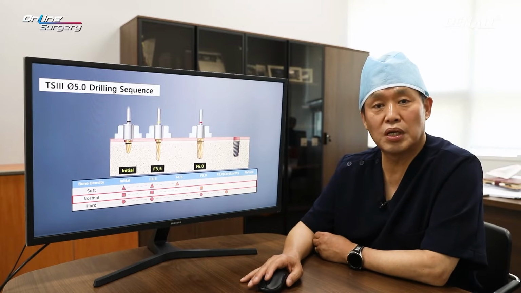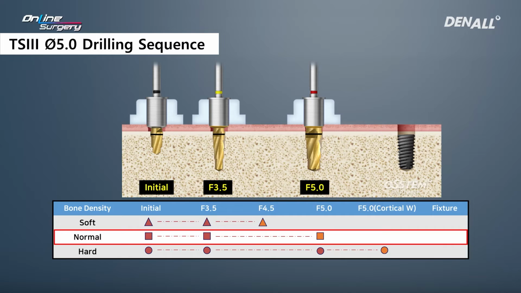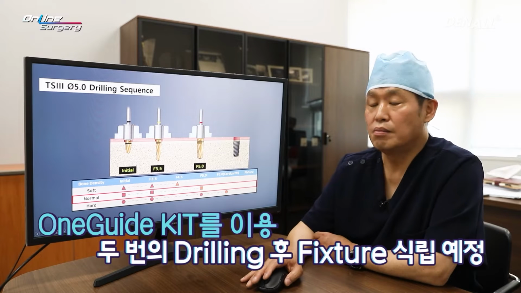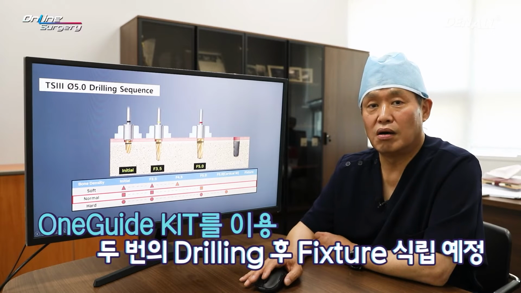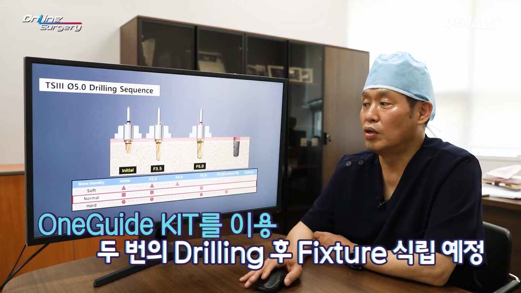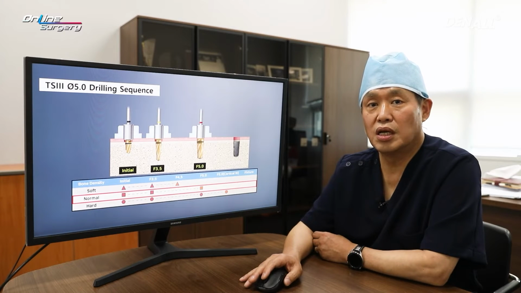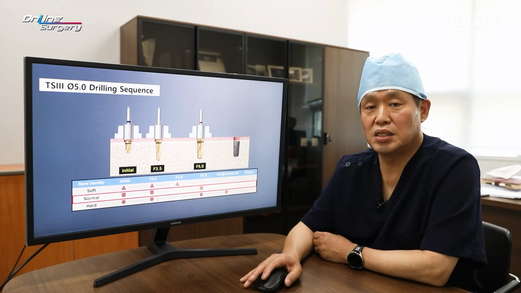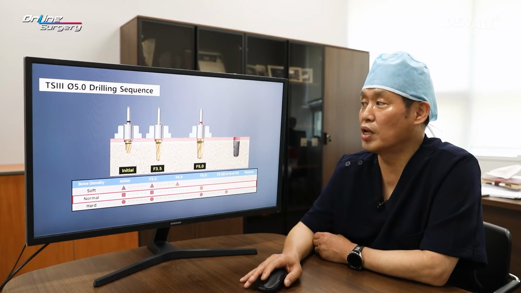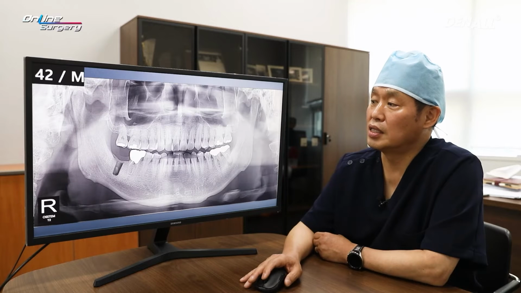So let's look at the drill sequence using OneGuide system. Initial drill is going to be diameter 3.5 by 10 millimeter and final drill 5.0. The two drills will be used for implant placement. This is a very simple sequence. And if you use OneGuide, when you place implant in the most distal area, you'd be able to consider the relations with tooth number 6 and vertical and horizontal relations more accurately.